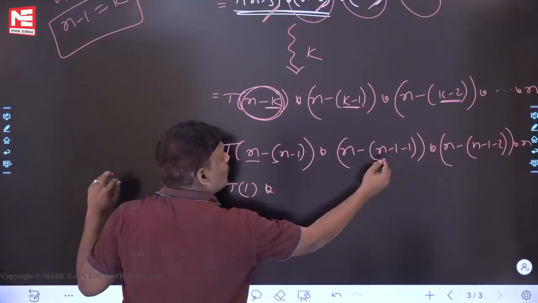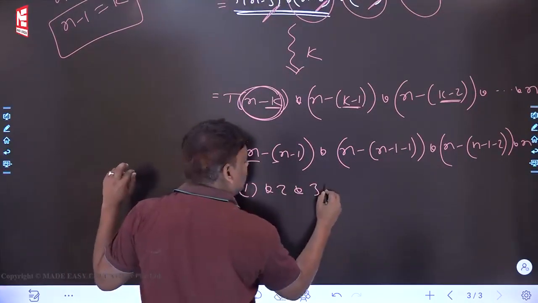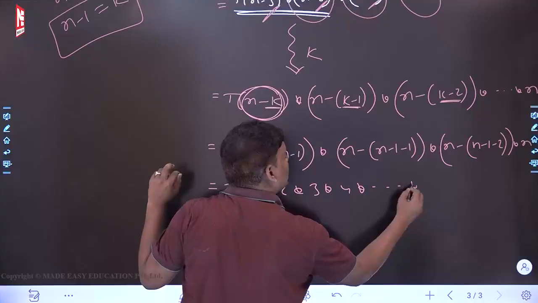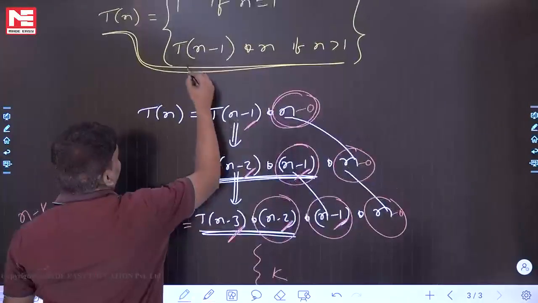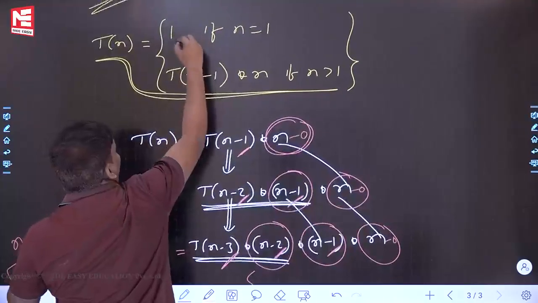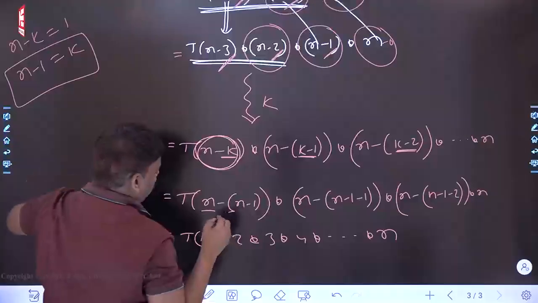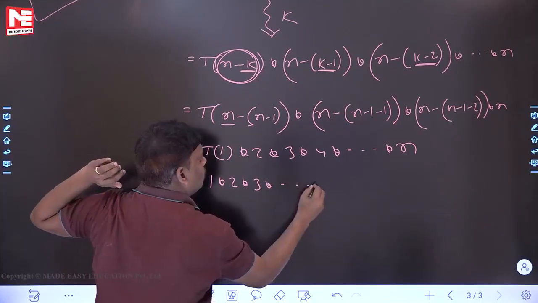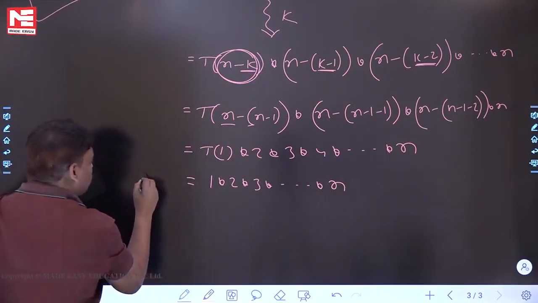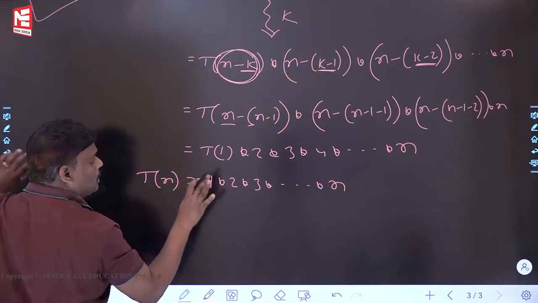What is the next one? I think n cancels, 2 here, 3 here, 4 here and so on. Lastly n is there. What is the T(1)? You know, termination condition T(1). T(1) is equal to 1 if n is equal to 1. True. What is the answer? This is 1, into 2, into 3, into and so on, n. Can you say what is this entire story? It is the T(n). T(n) is this much.